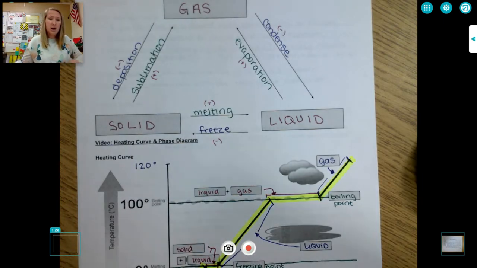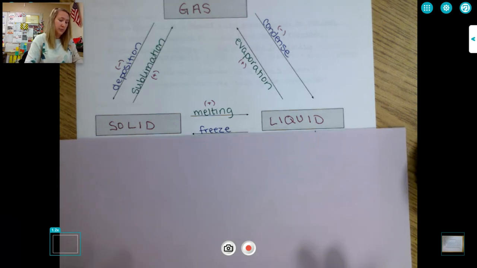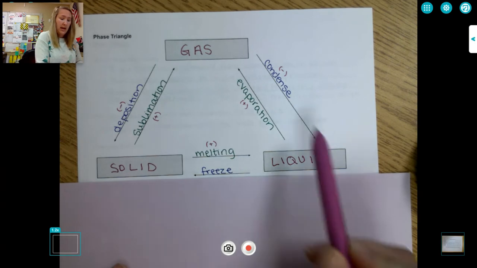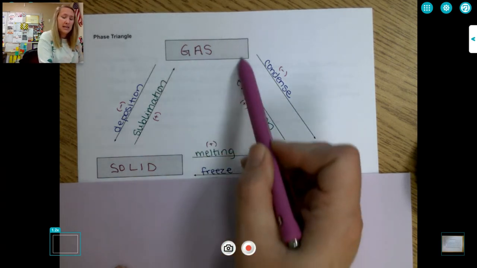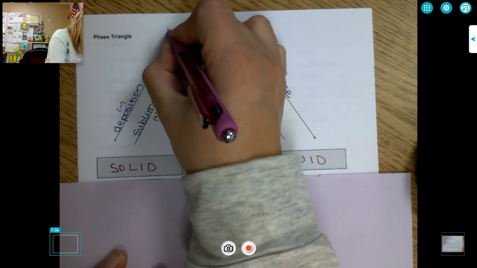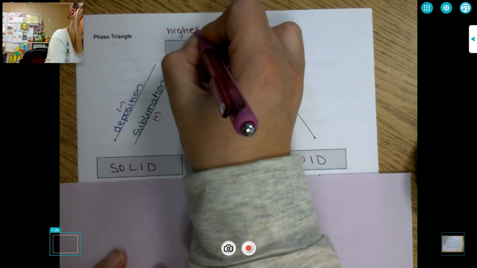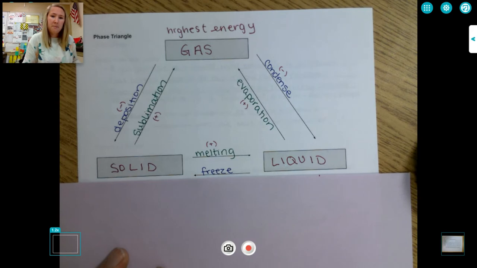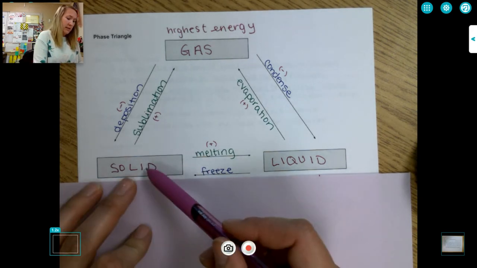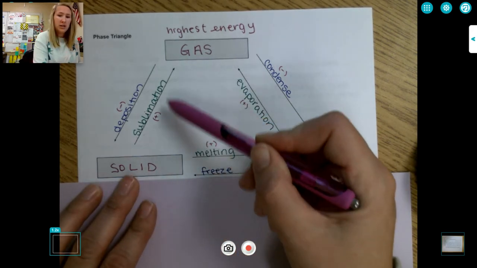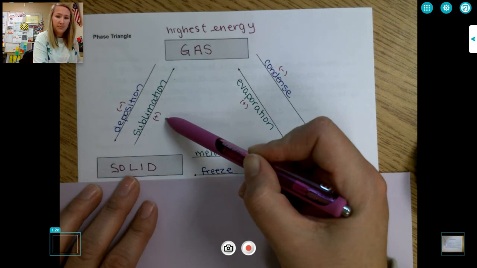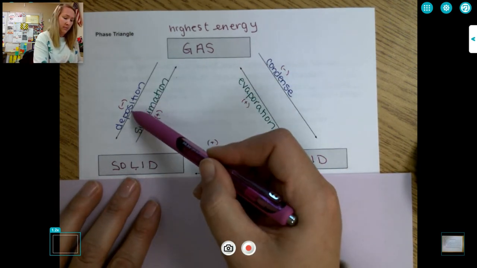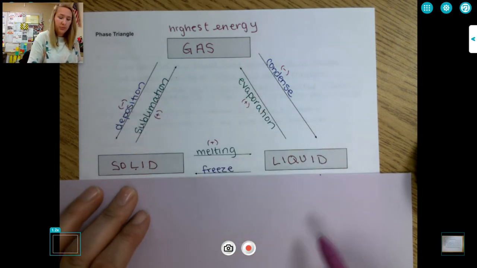So let's summarize our three states of matter. We have the gas, solid, and liquid. I like to put gas at the top because it has the highest energy. Okay. If I'm going from solid to gas, that's sublimation, and I'm gaining energy. If I'm going from a gas to solid, that's deposition, and I'm losing energy.